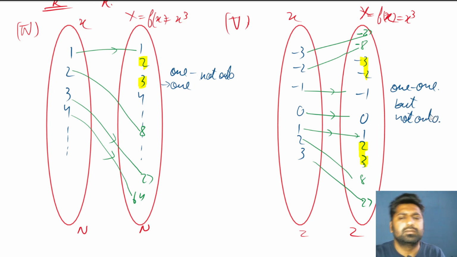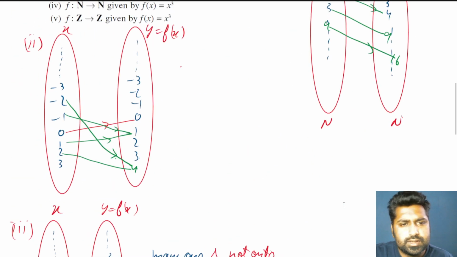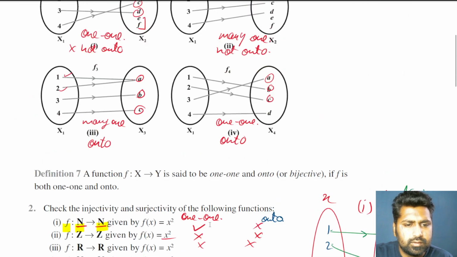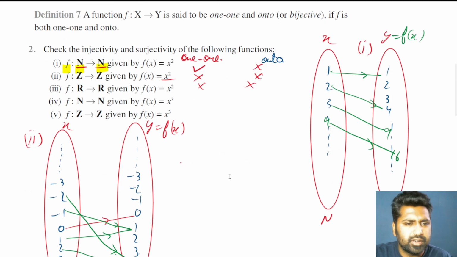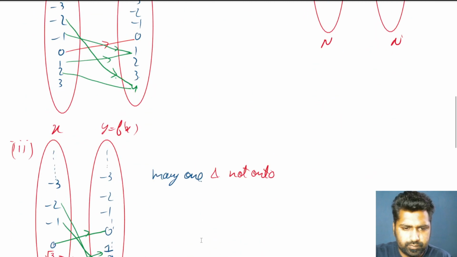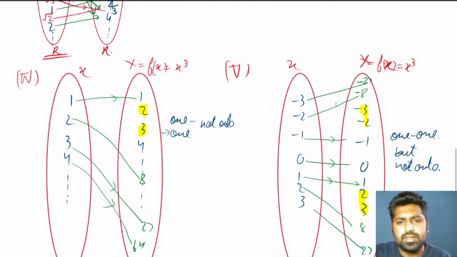This is also not present, so one-one but not onto. One-one is injective, onto is surjective. Get comfortable with the other names also. Alright, so with the help of these diagrams, I think it is pretty easy to understand whether the given function is one-one or not, onto or not.